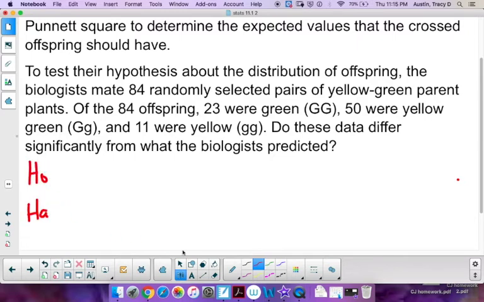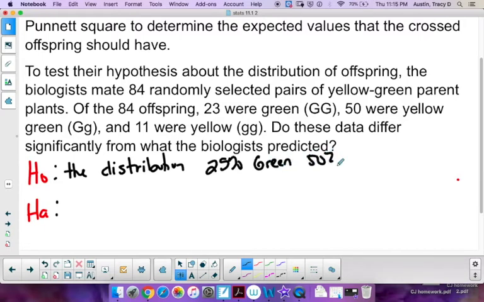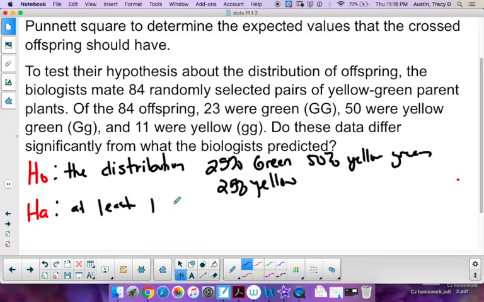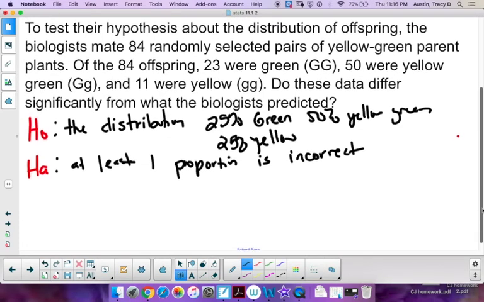as far as that goes because, again, we have our null and our alternative from yesterday, and the distribution was 25% green, 50% yellow-green, and 25% yellow. And then the alternative, at least one proportion is incorrect or is not as stated. Okay, but the very important part is the at least one, because we don't know one or more or all of them. We have to say at least one.